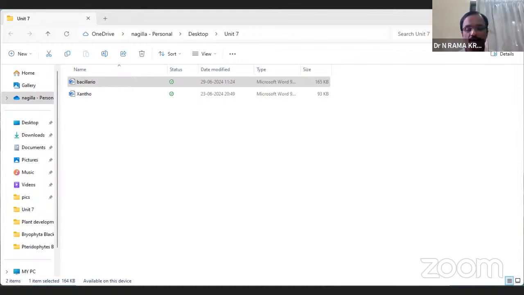It is Bacillariophyta. Now we are going to discuss it. See the Bacillariophyta, they are called golden brown algae. Almost all in this group are what we call diatoms. Now you see here the Bacillariophyta.